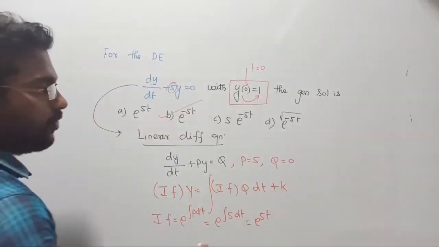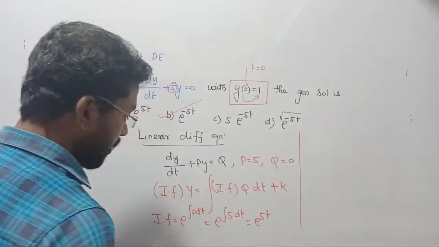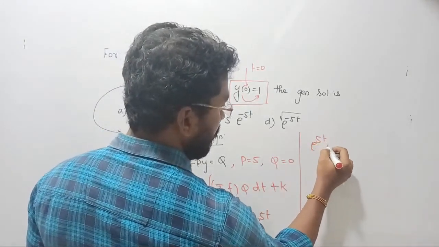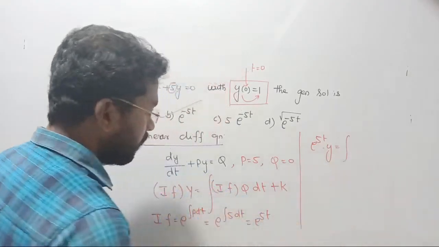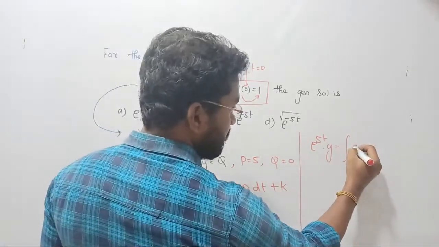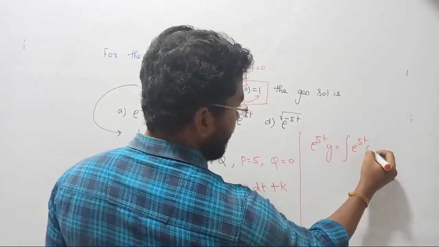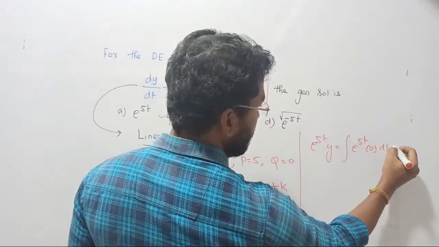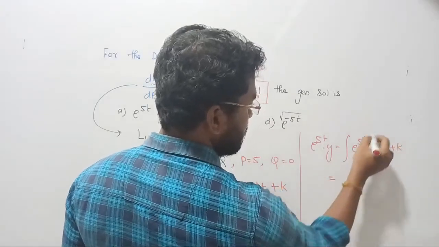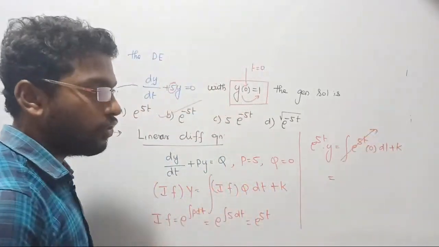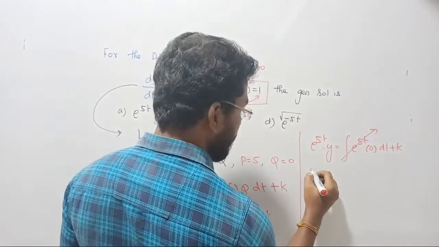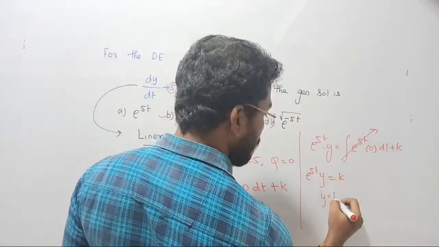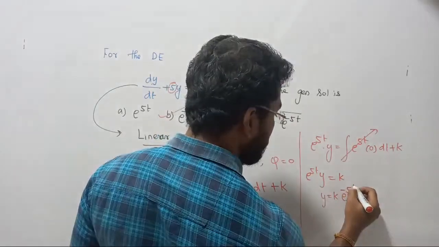Let's substitute this value into the expression. The integral factor e power 5t times y equals integral of e power 5t times q, but luckily q is 0, so our solution becomes simple, plus arbitrary constant k. This total term is going to be 0, so we don't need to do anything. Directly I can write e power 5t into y equals k, or y equals k into e power minus 5t.